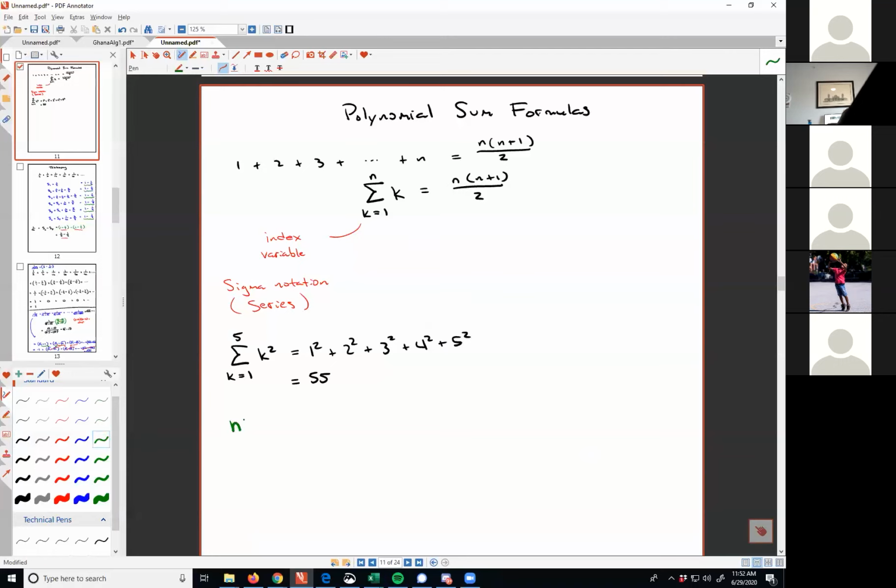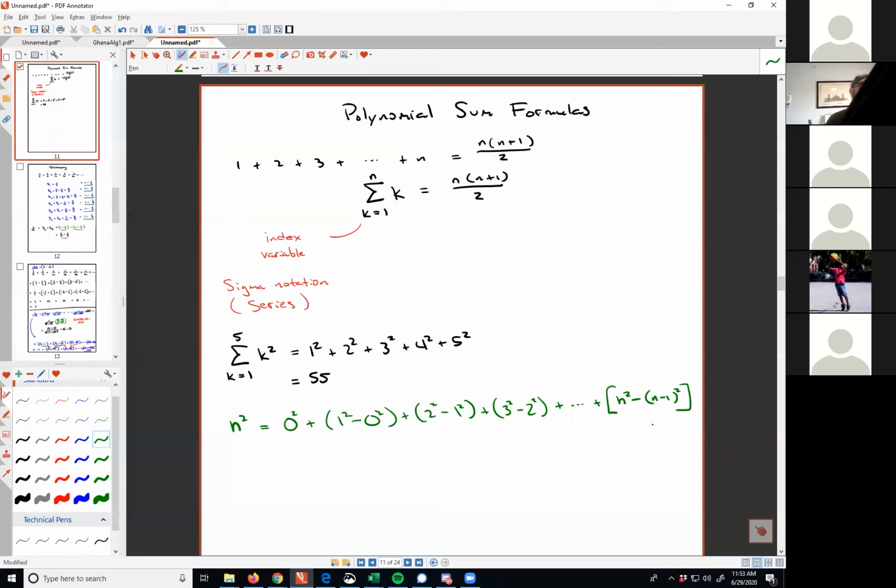If I write n squared as a sum of differences, a sum of changes, I could write it as 0 squared plus 1 squared minus 0 squared plus 2 squared minus 1 squared, and so on. Does everybody see that those are the same? Yeah.